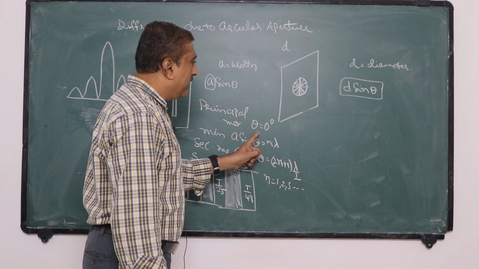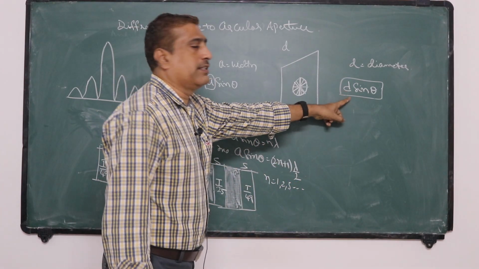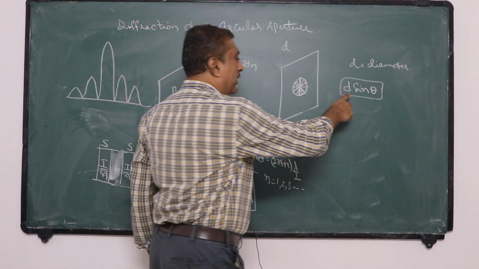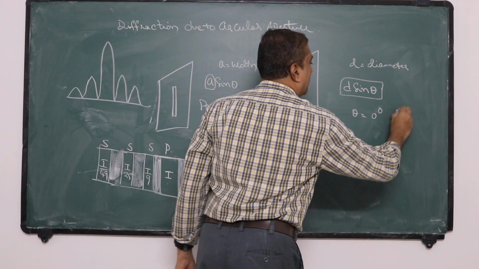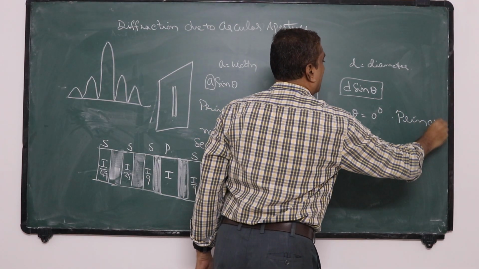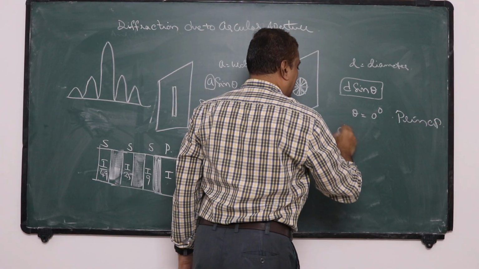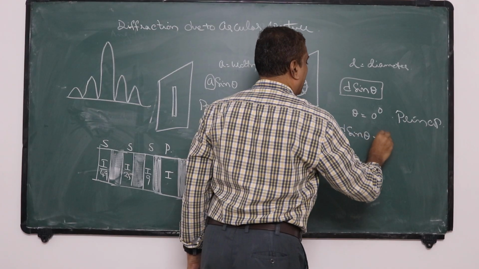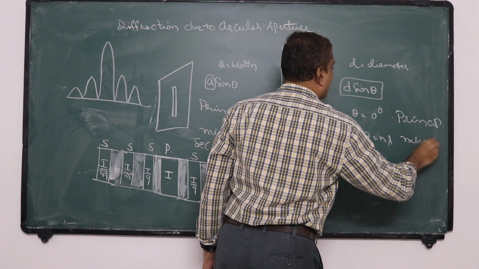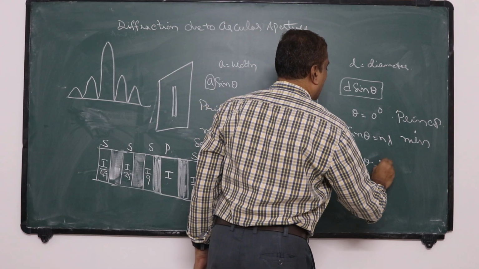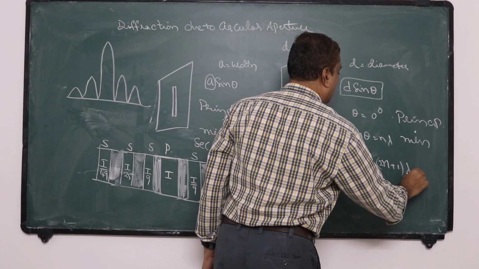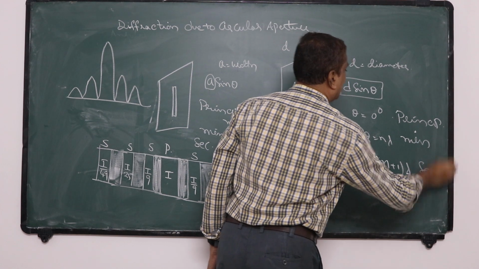Now the same conditions are applied in this case also. That means we get a principal maximum for theta is equal to 0, and d sin theta is equal to n lambda, we get a minimum, and d sin theta is equal to (2n plus 1) into lambda by 2, secondary maximum.